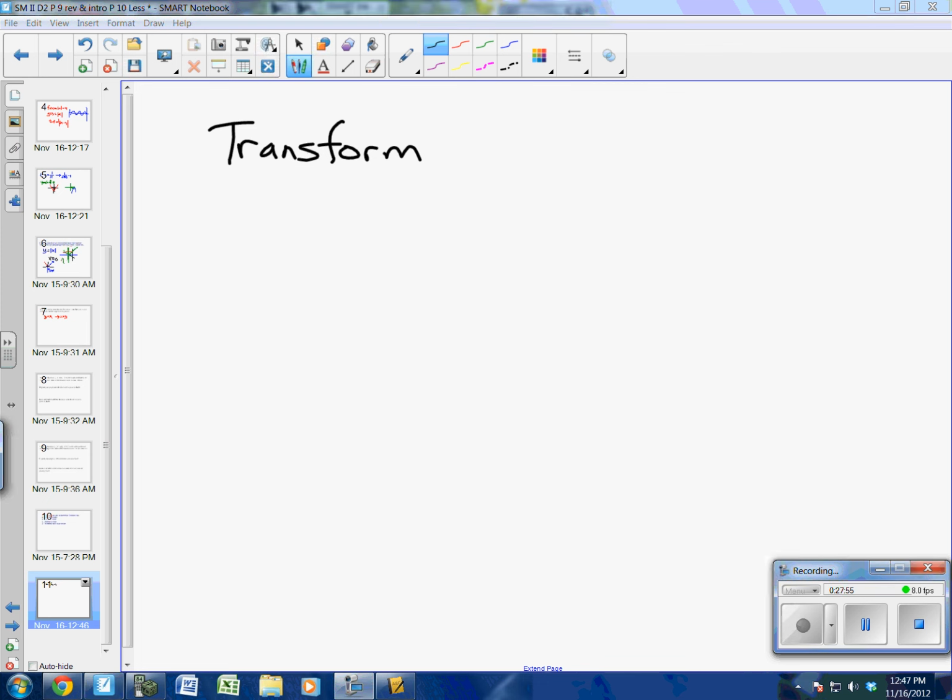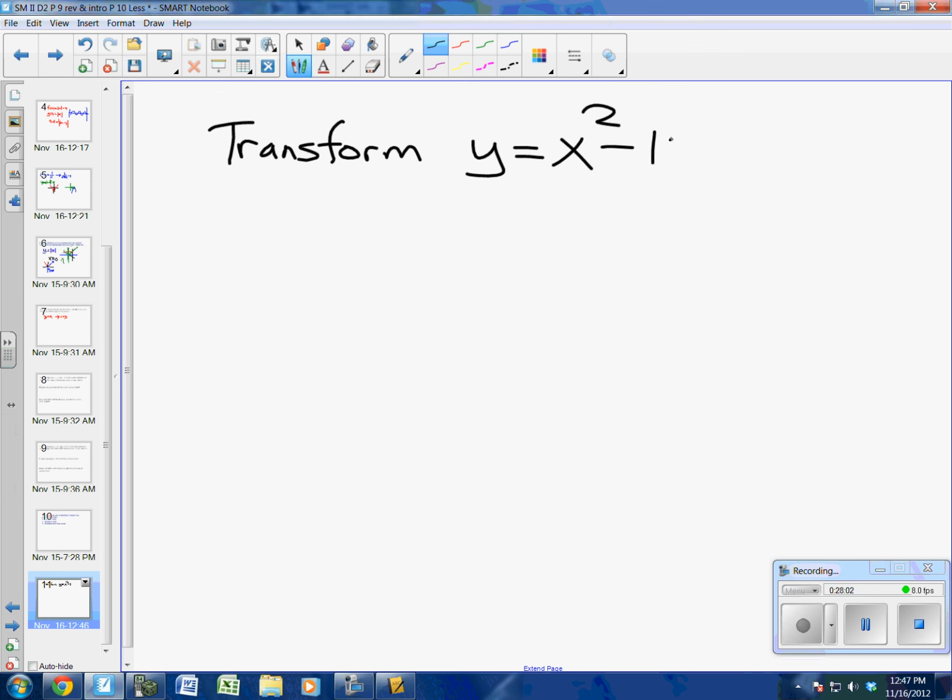Okay, transform y equals x squared minus 12x plus 35 into a form that will help you find the zeros. Transform that into a form that will help you find the zeros. What do I mean? Find the x-intercepts. So what form am I going to transform this into?